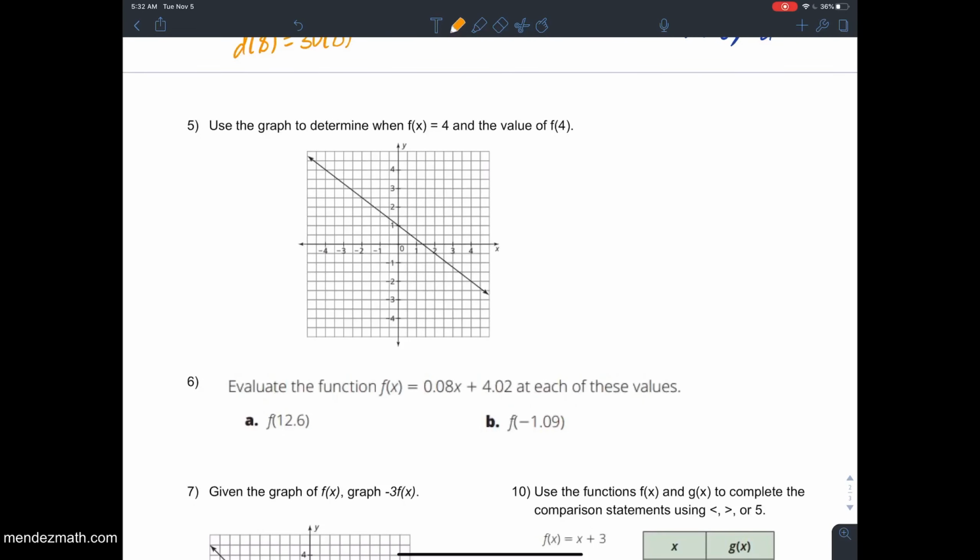Use the graph to determine when f of x equals 4 and the value of f of 4.